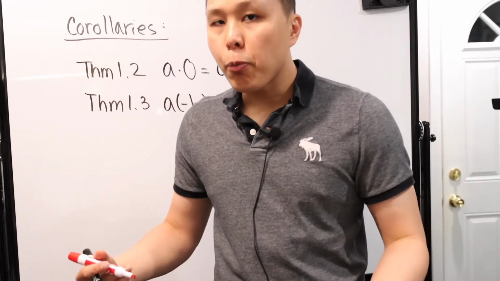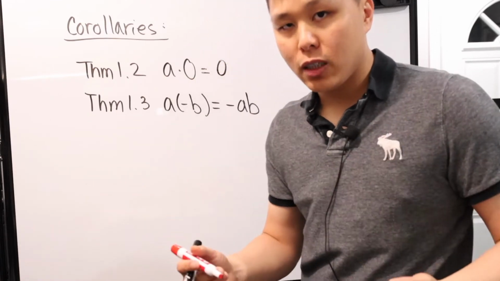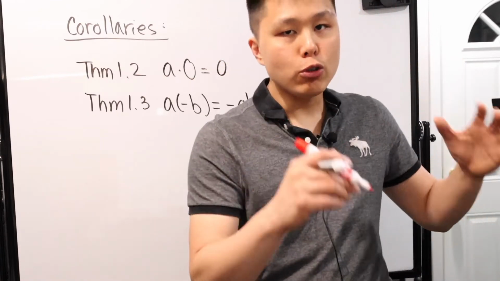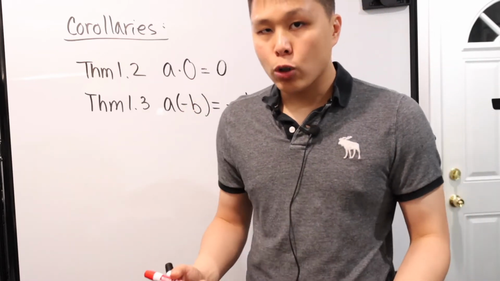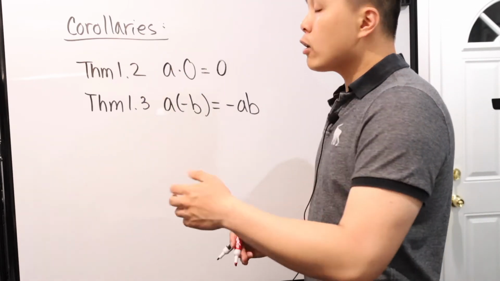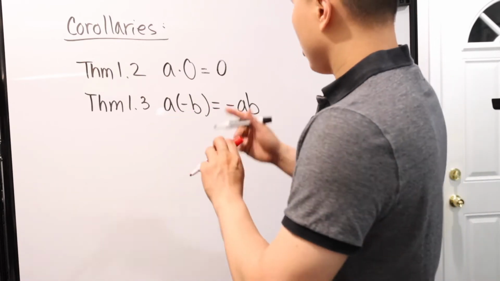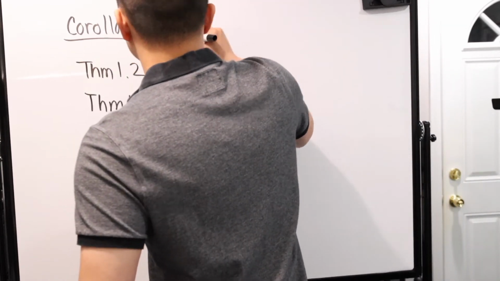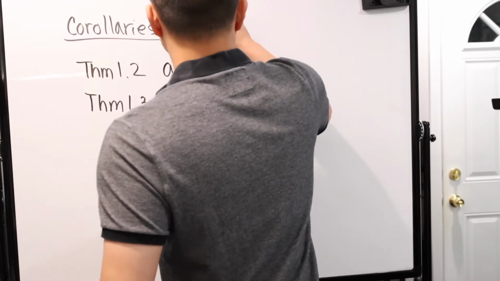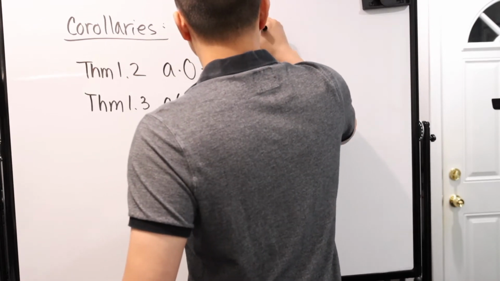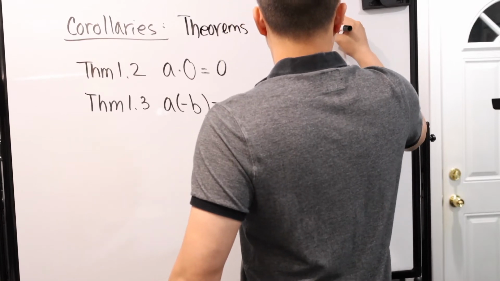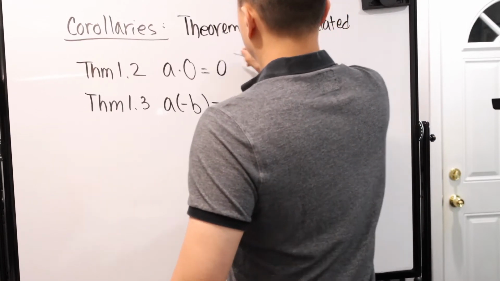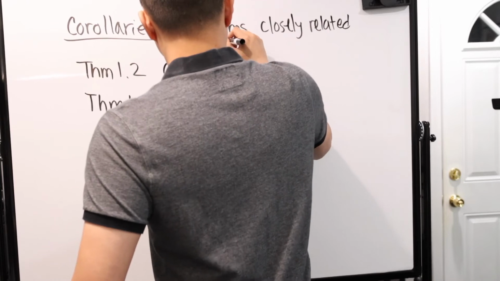Or it's a byproduct of when you're trying to prove the previous theorems. Going through the proof, all of a sudden some interesting result happened. We're going to save that for later. That is also known as a corollary. So other than that, corollaries are just theorems, but closely related to the previous one.